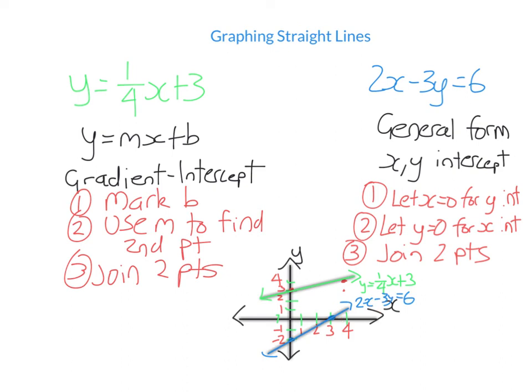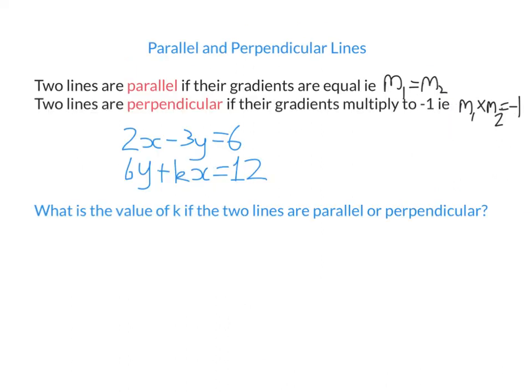All right, final topic, let's look at parallel and perpendicular lines. So 2 lines are parallel if their gradients are equal, 2 lines are perpendicular if their gradients multiply to minus 1. So if I have a line like this, I can't read off its gradient easily. In order to calculate the gradient of this line, I need to rearrange it in the form y equals mx plus b. So to do that here, I'm going to subtract 2x from both sides and then divide by minus 3.